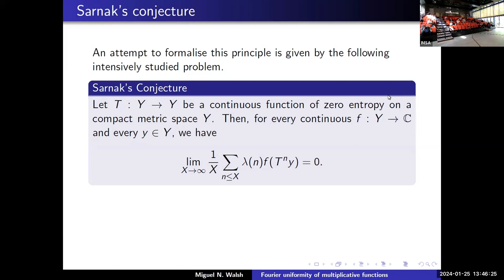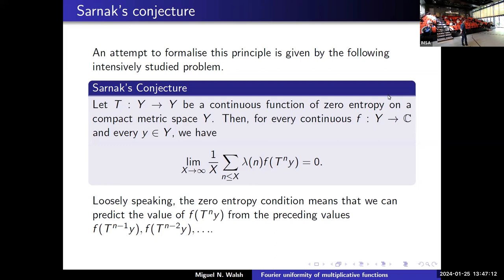Then, for every continuous function f and every choice of the base point y, we have that this expression should go to zero. So this is the correlation where the Möbius function is multiplied with f evaluated at each point of the orbit. So what are we doing? We have a big space Y and a point y inside of it. We have some transformation of this space to itself. So we look at y, apply T successively, so we get an orbit. And then we just evaluate f at each point. That gives us a sequence of values. And the crucial assumption here is that T has zero topological entropy.